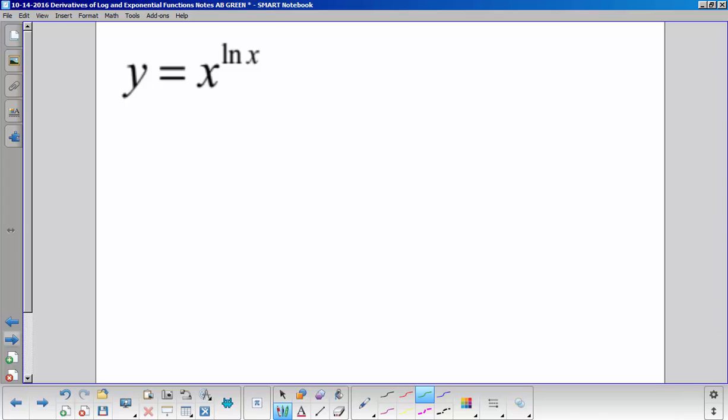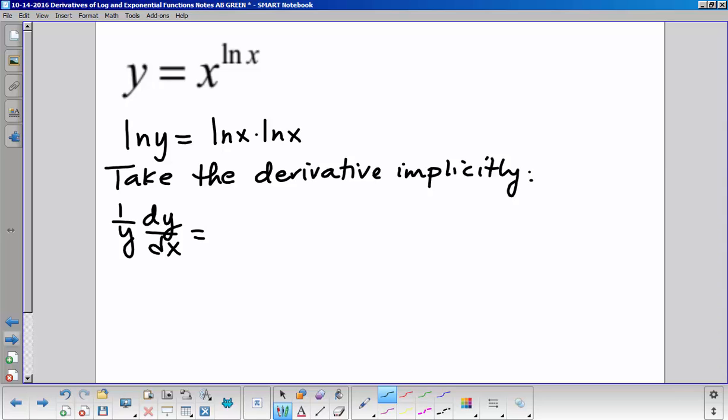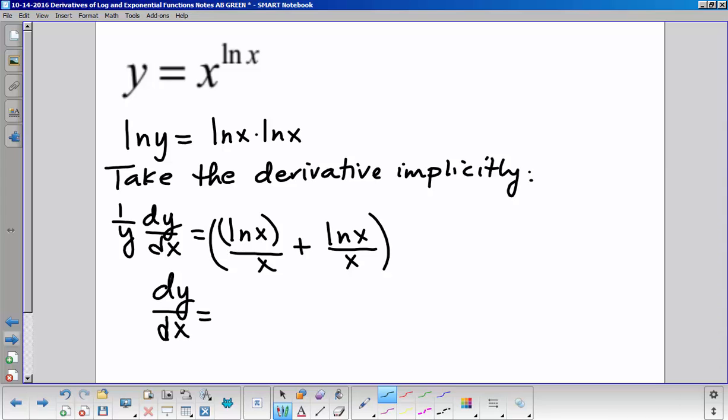Who's going to help me with this one? All right, Jake, go. Take the natural log, which just gives you ln y equals ln x times ln x. And then take the derivative. 1 over y times dy/dx equals the natural log of x over x plus natural log of x over x. There's two of these, right? So could you just put two times that?